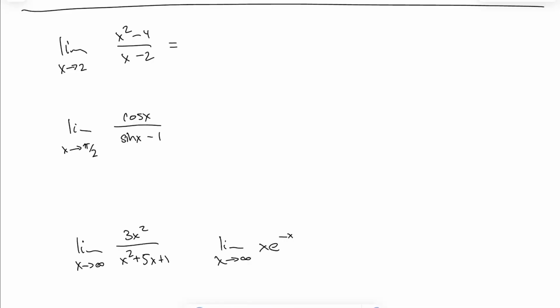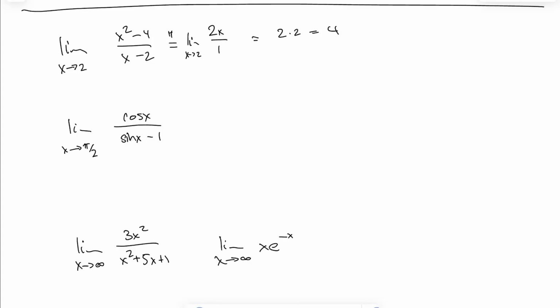When you try to plug in, you get 0 over 0. And so I do the L'Hopital rule, and I get 2x, still limit as x goes to 2, 2x on the top and just 1 on the bottom. Plugging in the 2 gives me 2 times 2, which is 4. I think I saw that pretty much everybody had that one.